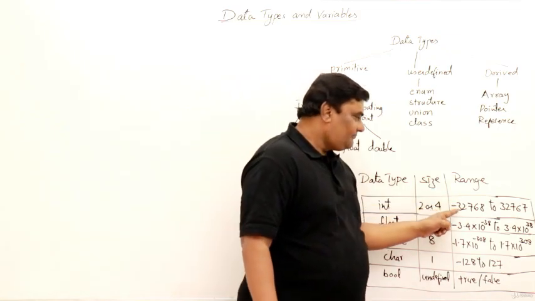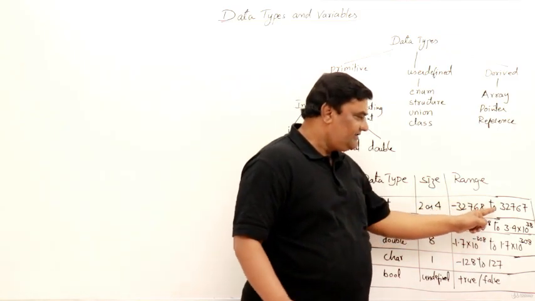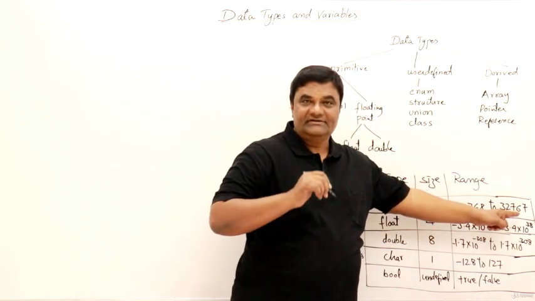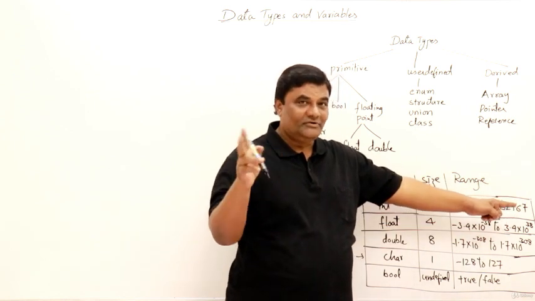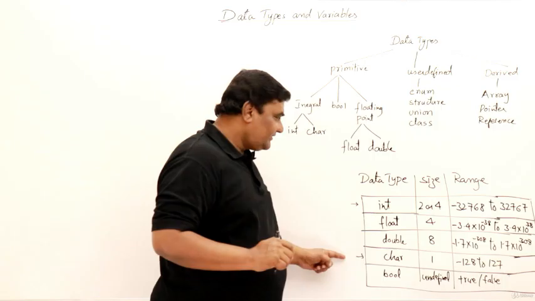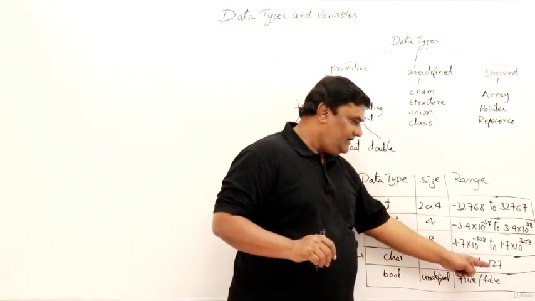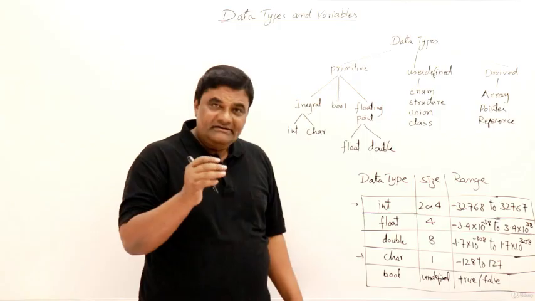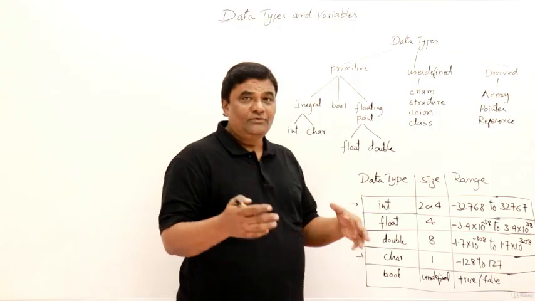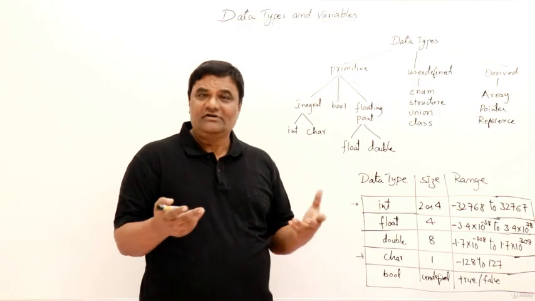Integer, I'll read out, -32768 to 32767. Negative, positive. So it supports both positive and negative numbers. Then for character, -128 to 127. This you should remember always. Next, about float and double, if you can remember, it's well and good, otherwise not a problem.